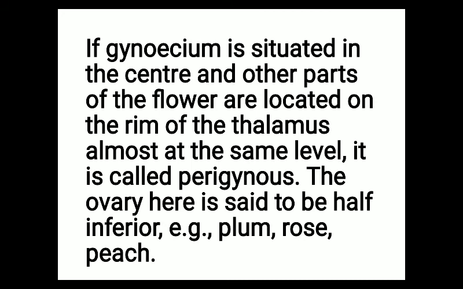Now the second type of flower is the perigynous flower. If the gynoecium is situated in the center and the other parts of the flower are located on the rim of the thalamus almost at the same level, it is called perigynous. The ovary here is said to be half inferior. Example: plum, rose and peach.